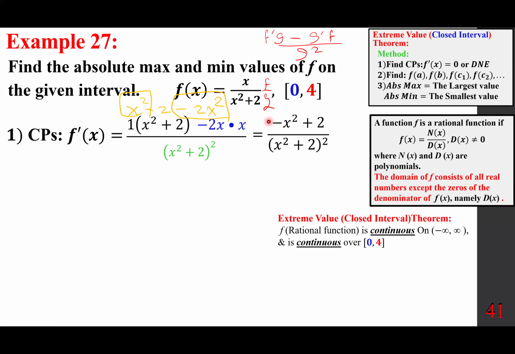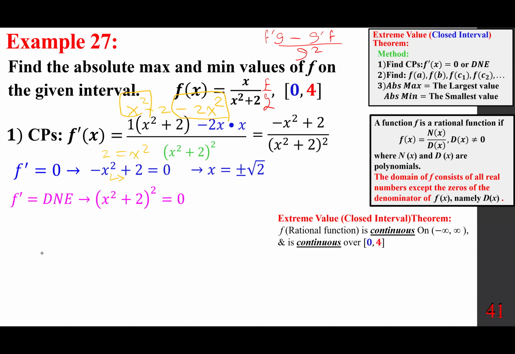Equals 0, the numerator is 0. And I hope you see that this means 2 equals x squared, x is plus minus square root of 2. F prime doesn't exist, means the denominator is 0, and we showed that x squared plus 2 couldn't be 0, therefore when you square it can't be 0 either. No solution. So there are two solutions, square root of 2 and negative square root of 2.